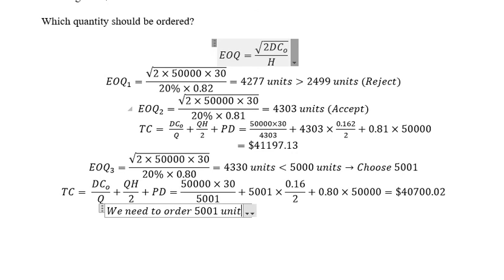5,001 units to get the smallest total cost. So this is the final answer.